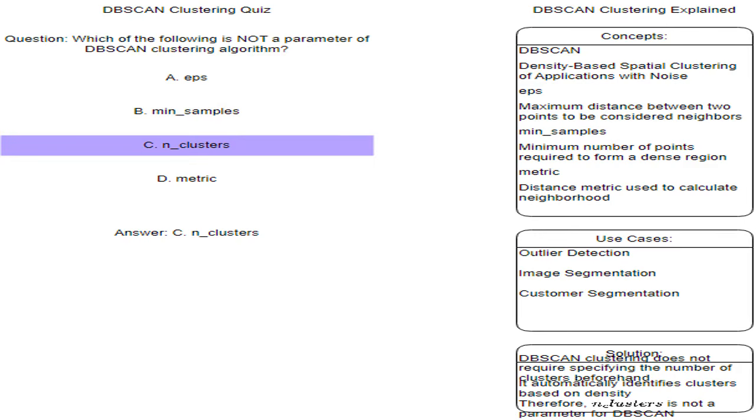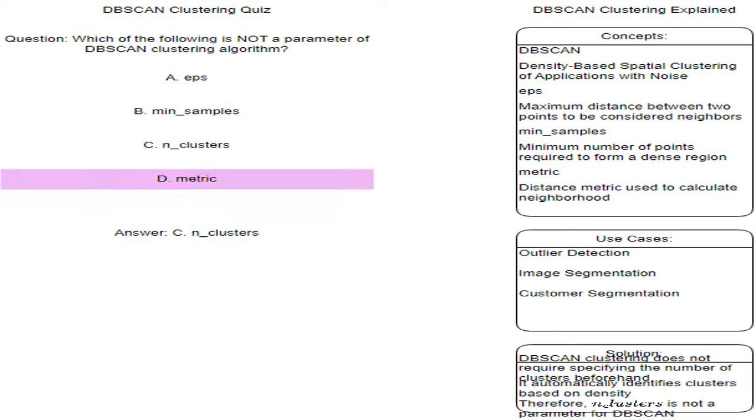False. N clusters. N clusters is not a parameter of DBSCAN. DBSCAN is an unsupervised learning algorithm that does not require the number of clusters to be specified beforehand. It automatically identifies clusters based on density.